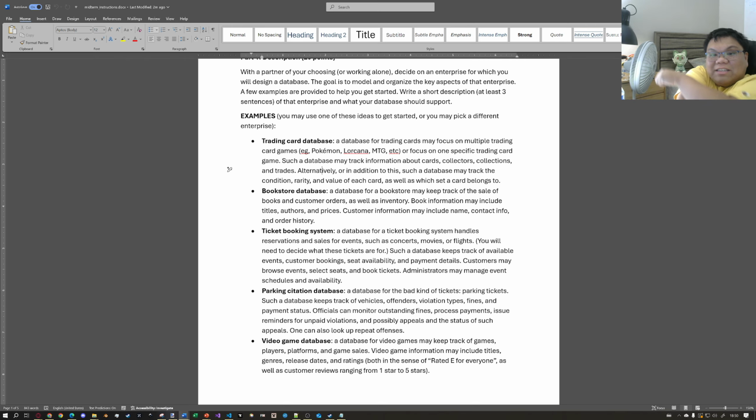There is another definition of ticket here, and that is in the context of parking violations. So you can make a parking citation database. This would be a database for currently outstanding violations, who did what violations, what vehicles were involved in the violations, and appeals. If you also include appeals, you would include information about the status of the appeal.